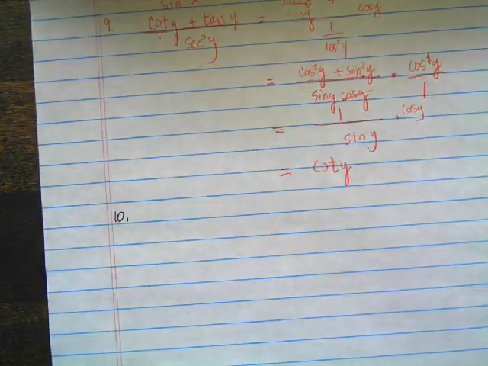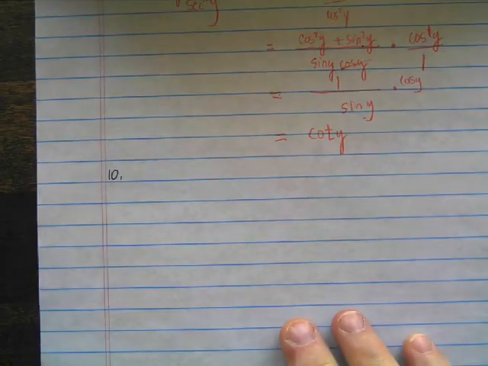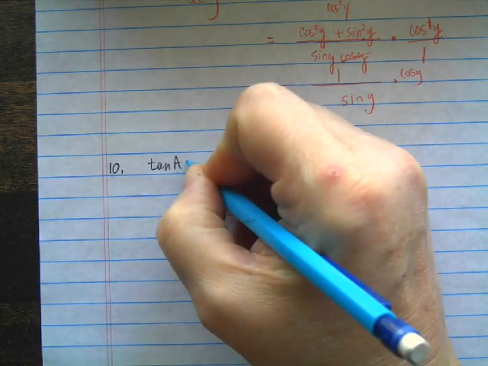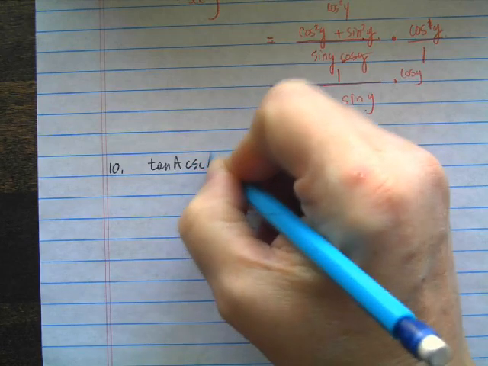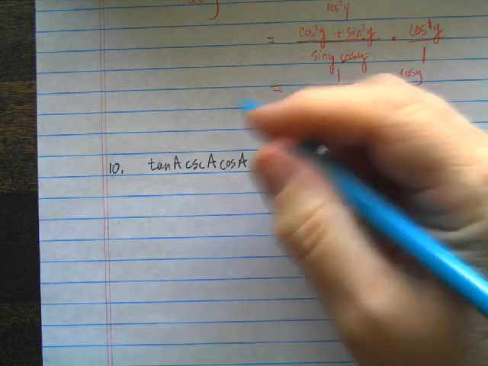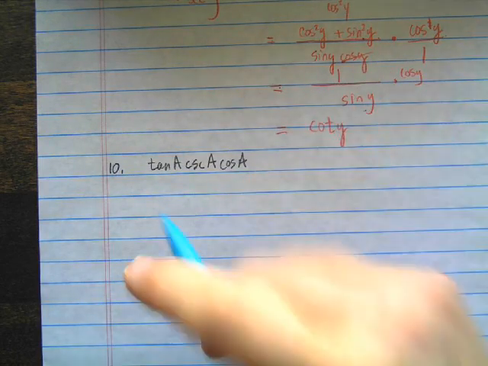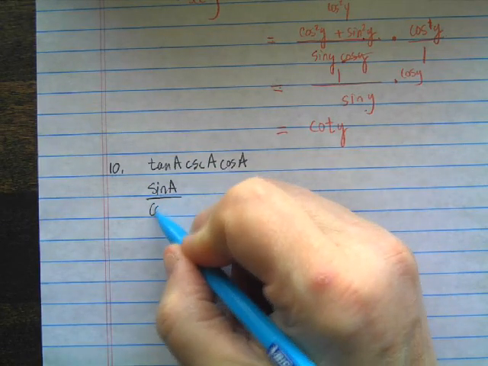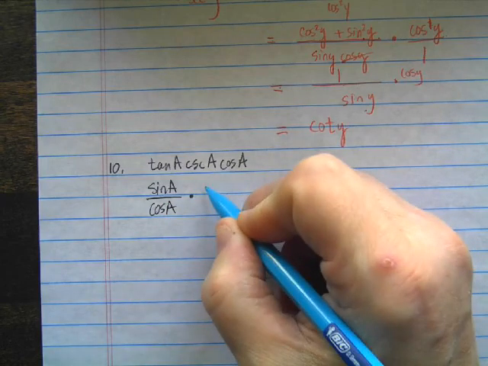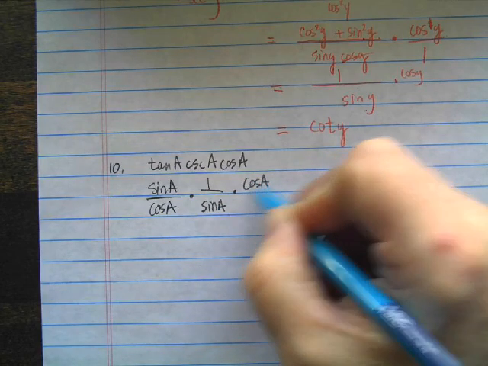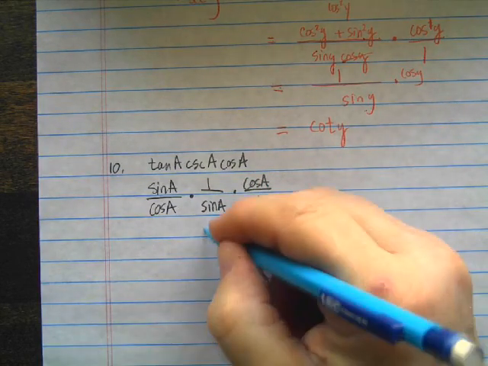And number 10, we have tangent A, cosecant A, cosine A. So I change everything to sine and cosine. So sine A over cosine A times 1 over sine A times cosine A over 1, and that's 1.